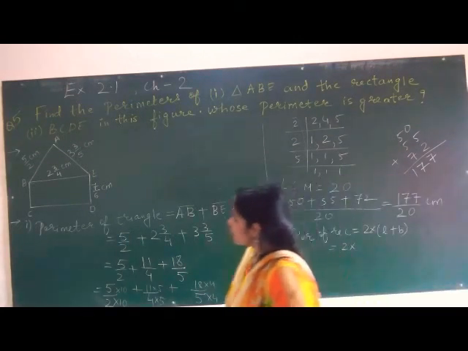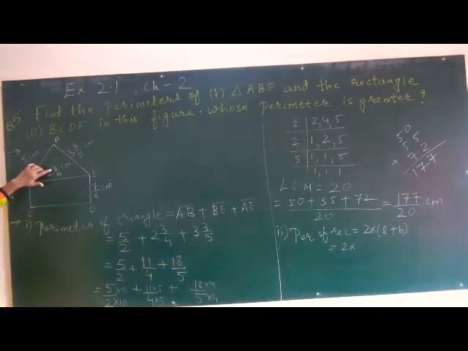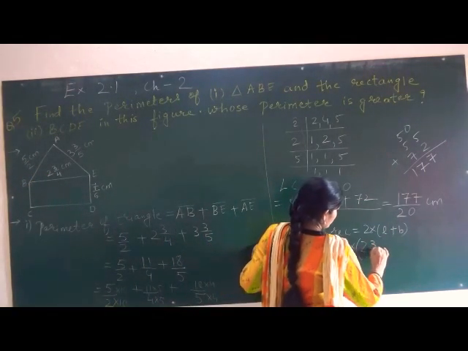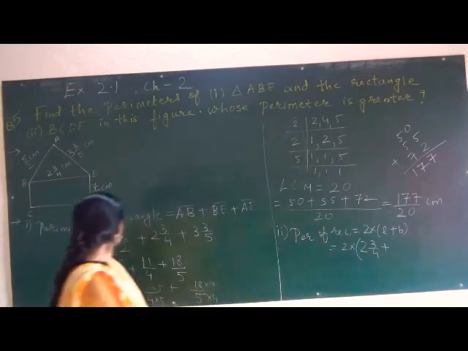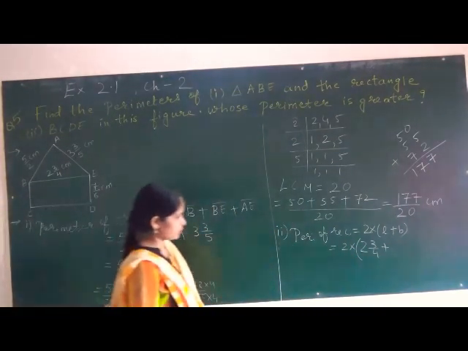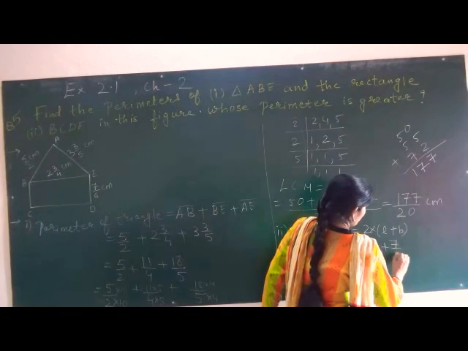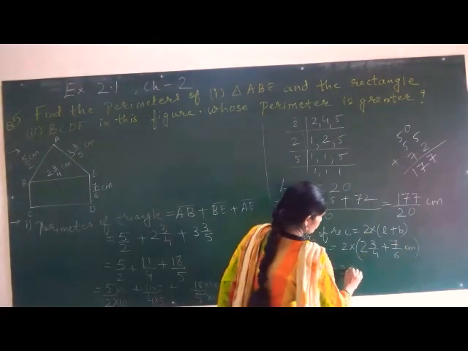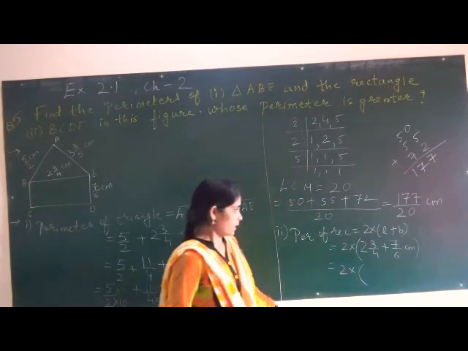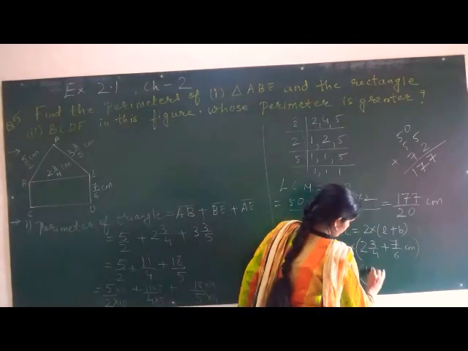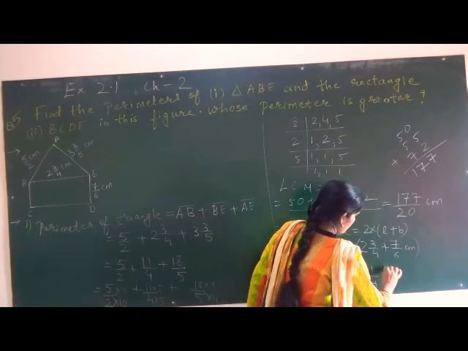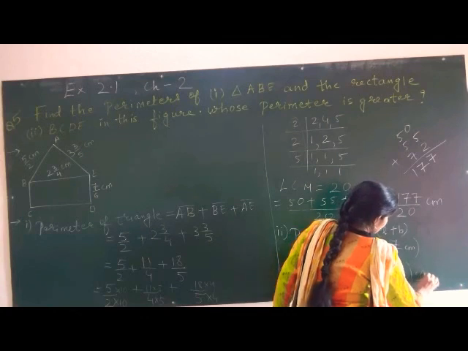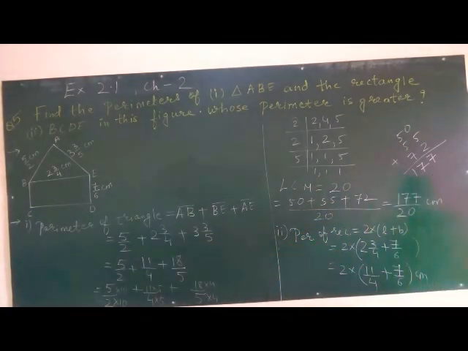What is our length? Our length is 2 integer 3 by 4, plus breadth. What is our breadth? 7 upon 6 centimeter. Again we need to convert first. So 4 2s are 8 and 3 is 11. So 11 upon 4 plus 7 upon 6. Both are in centimeters.